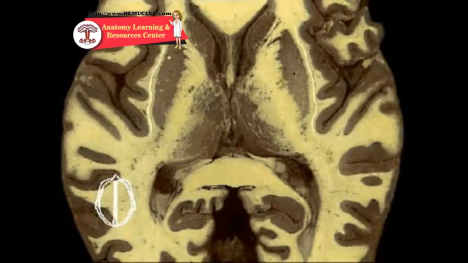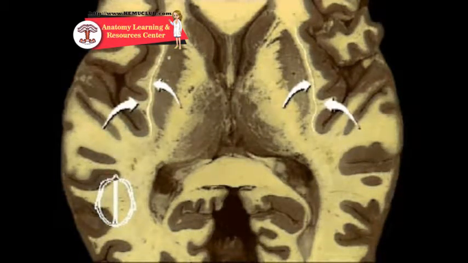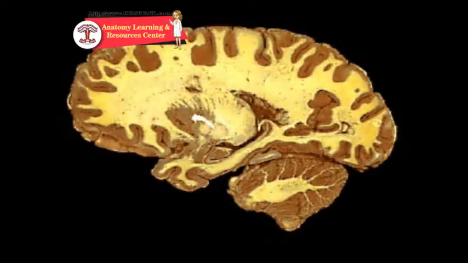Further lateral is the claustrum, a thin sheet of grey matter which separates two sheets of white matter, the external and the extreme capsules. Anteriorly, the putamen fuses with the head of the caudate nucleus. They are similar in structure and together are known as the neostriatum.